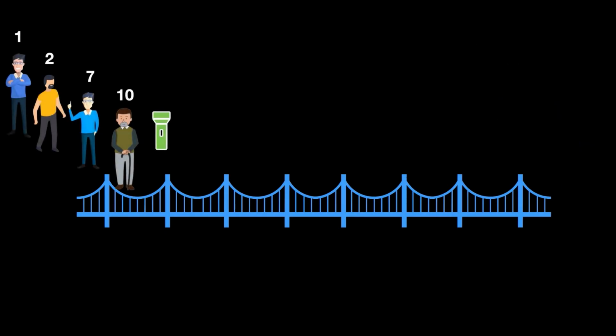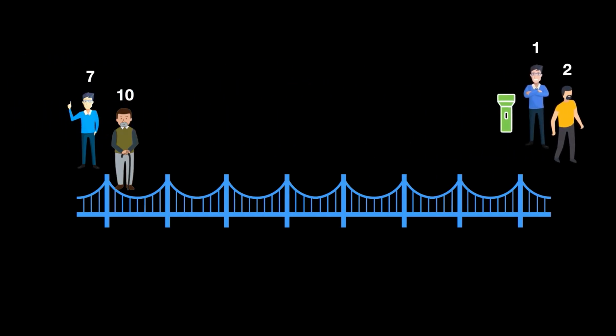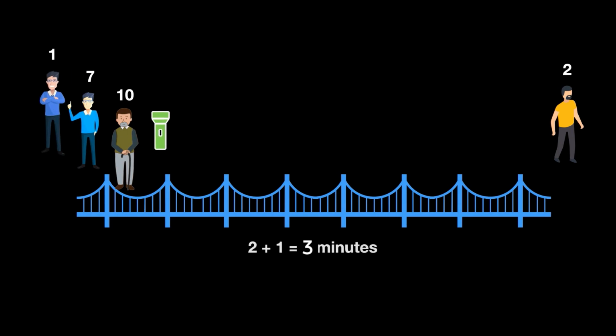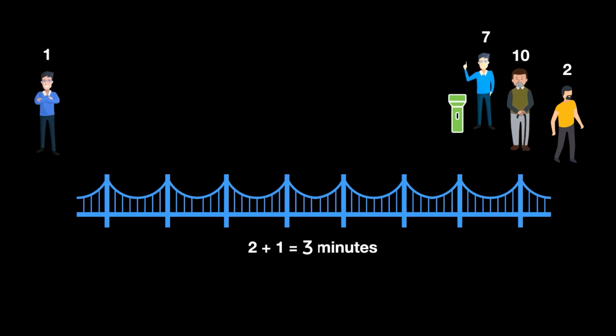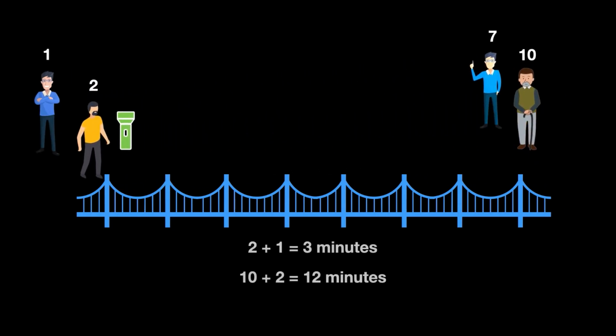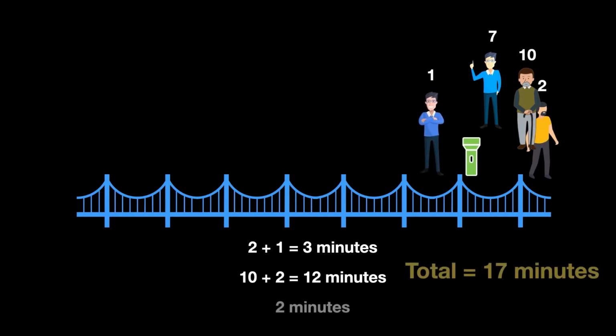Alternatively, the same time can be achieved like this. 1 and 2 go first, then 1 comes back, then 7 and 10 go and 2 comes back, then 1 and 2 go again. It makes a total of 17 minutes.